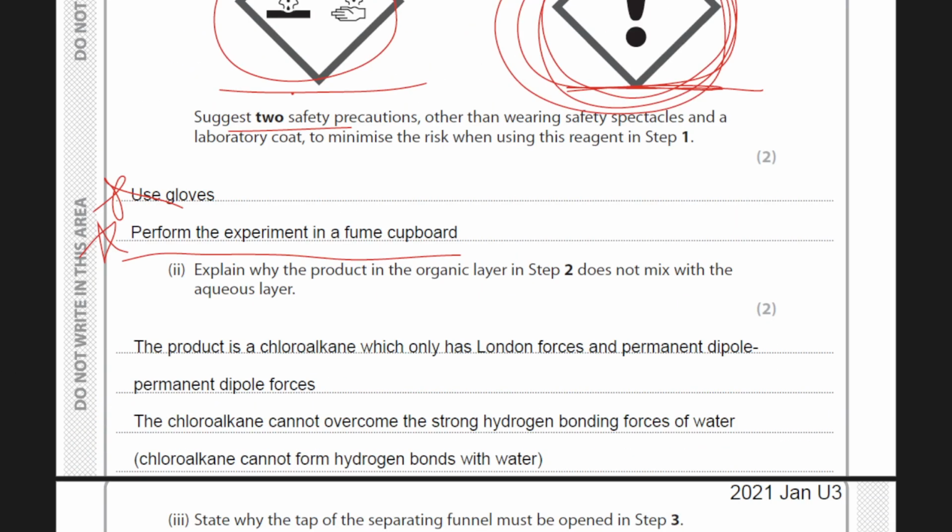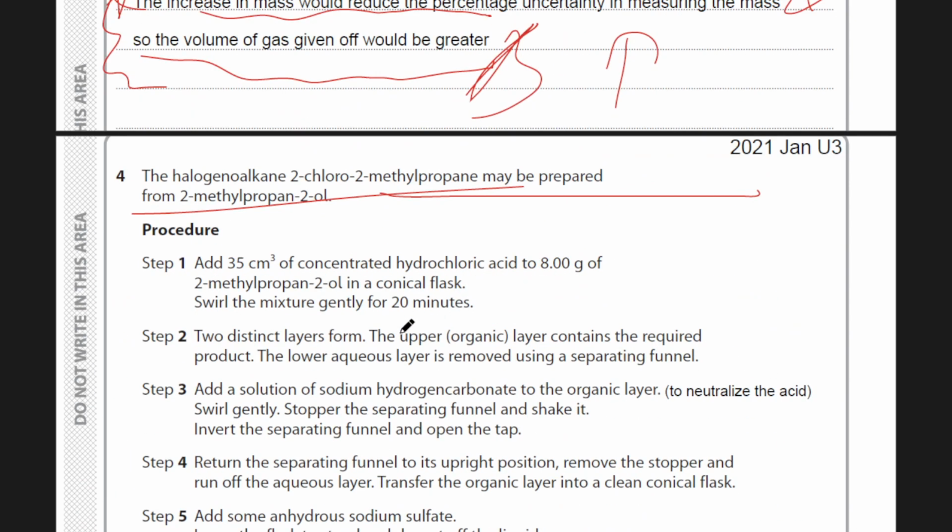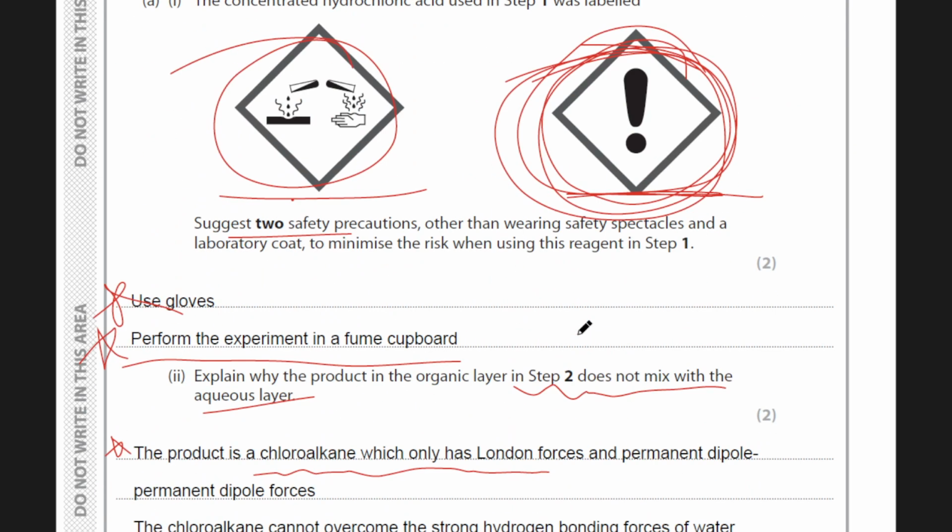Now explain why the product in the organic layer in step 2 does not mix with the aqueous layer. This is because the product is the chloroalkane, which only has London forces and permanent dipole forces. We know that like dissolves like, right? So obviously in step 2, we have seen the two distinct layers, and the layer containing the required product comes from a separating funnel. So the only viable reason that comes to mind for the layers not mixing is basically the difference in the intermolecular forces.